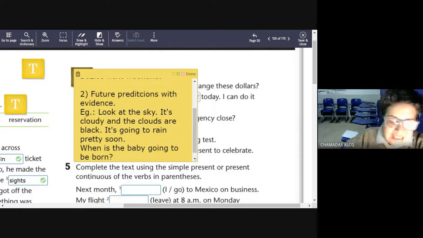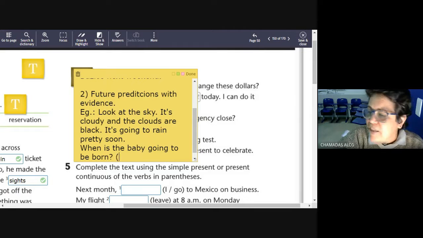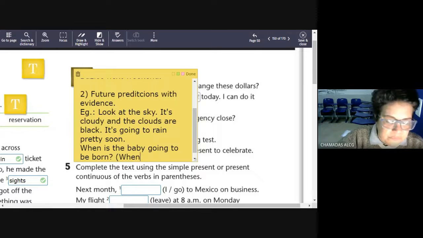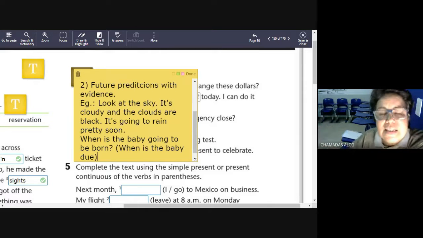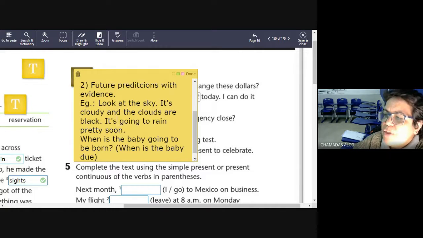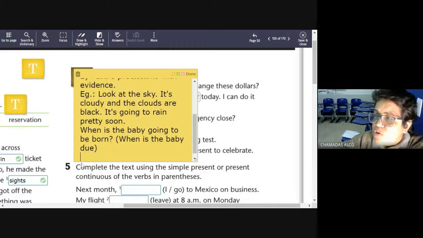Another version for this question is, when is the baby due? This is another way to ask the same question. So we use going to for future plans, future predictions with evidence. And we also use going to for future intentions, okay?